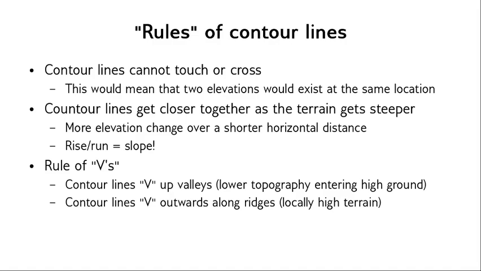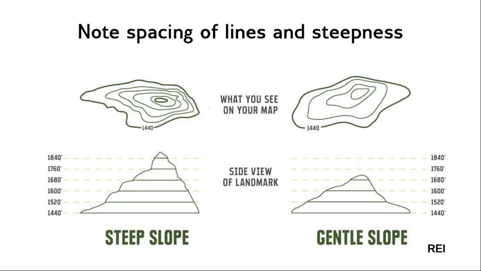And the third thing is the rule of V's. So we say that contour lines V up valleys, and that's because we have lower topography as we're entering high ground. And then contour lines V outwards along ridges where we have this locally high terrain. Those words aren't so helpful. Let's just look at it.